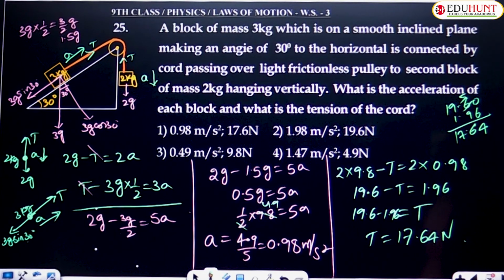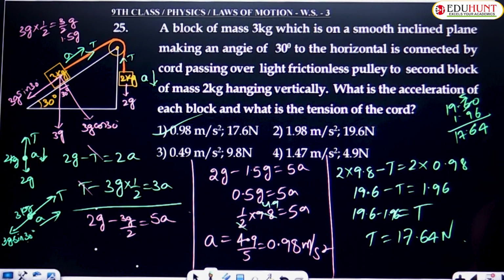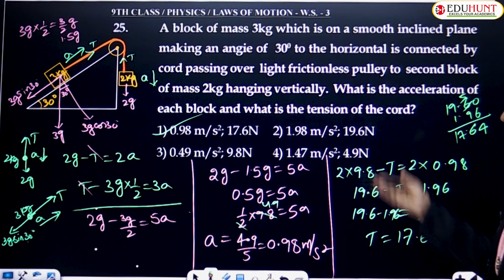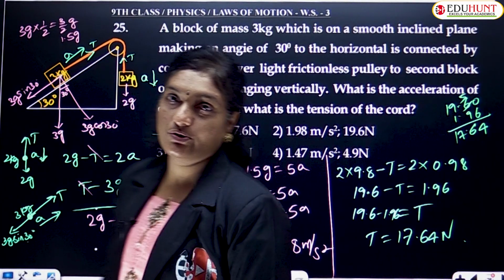17.64 newtons. And hence, no doubt the correct option is acceleration. We got it as 0.98 meter per second square, whereas the tension in the string we got it as 17.64 newtons. Hence, the correct option is option number 1. Okay. Well, so shall we move to the next question?